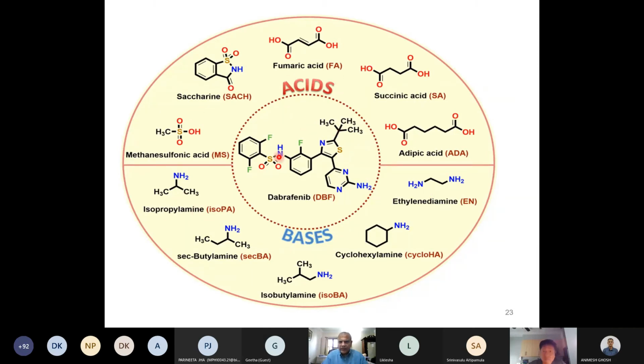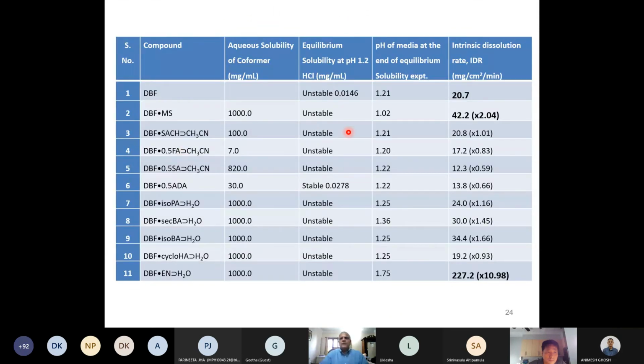The bases can hydrogen bond and deprotonate the sulfonamide part of the molecule, and therefore make again either a co-crystal or a salt depending on the delta pKa difference. So the bottom coformers are what we have explored in this study, and we are going to compare with the mesylate salt, which is already the accepted formulation for dabrafenib in the tablet. So this is where the solubility dissolution factor comes in.